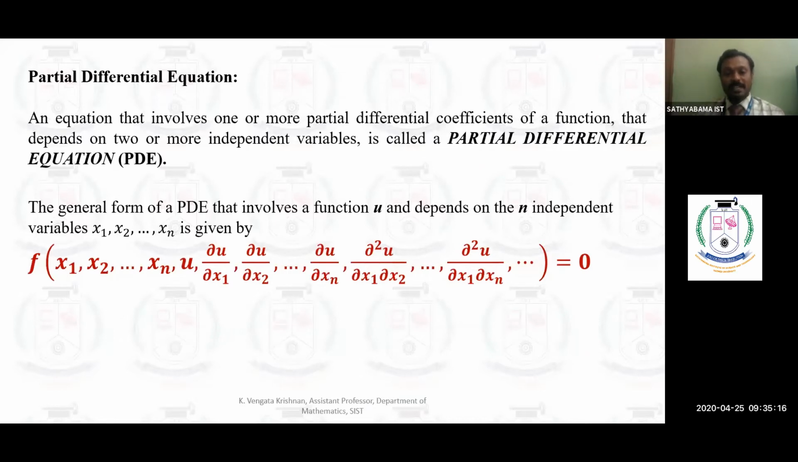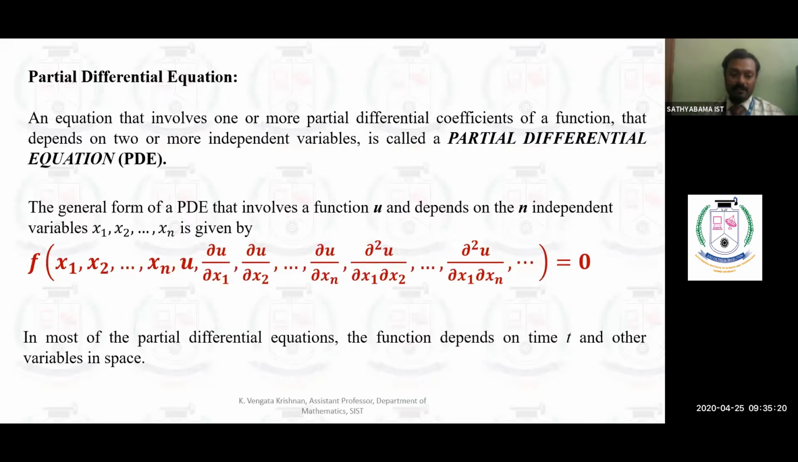In most of the cases, among the independent variables, our time parameter will also be included. In most of the cases, not always. Suppose you are in steady state conditions, then t may not be a factor. So in almost all the cases, t will be one among the independent variables, and all other variables will be the spatial coordinates or the space variables in the space in which we are discussing.